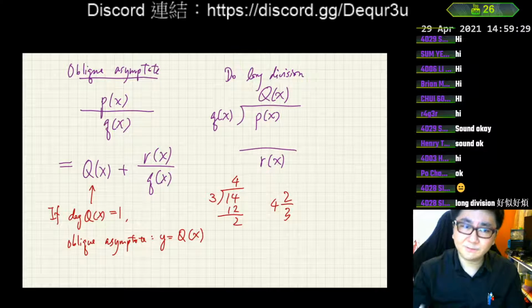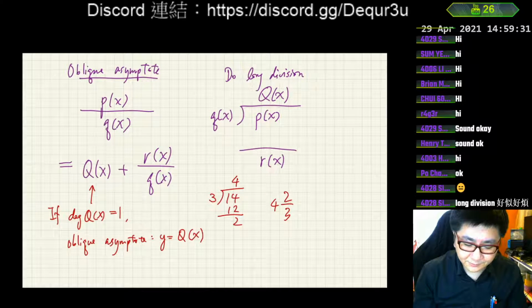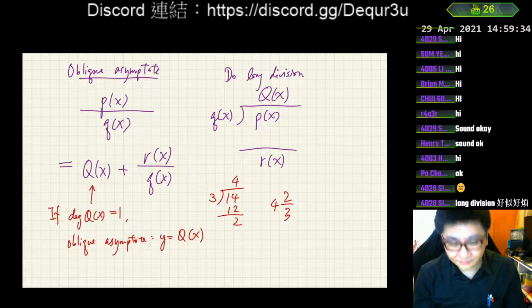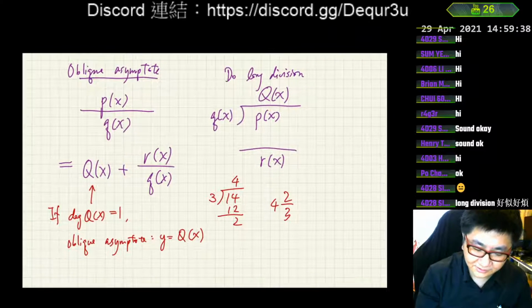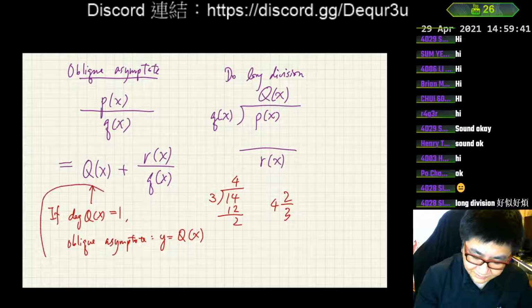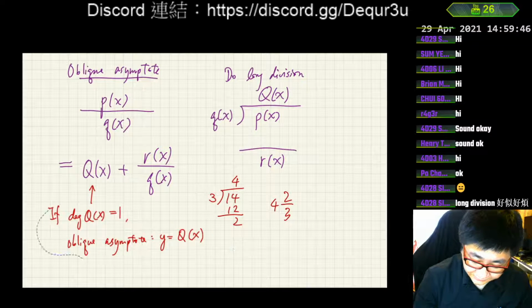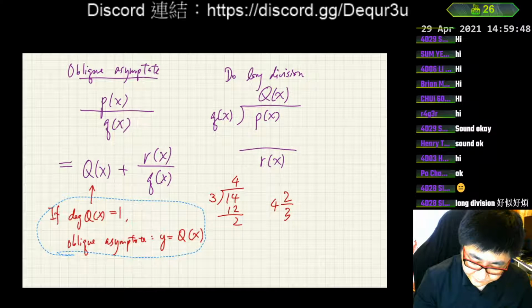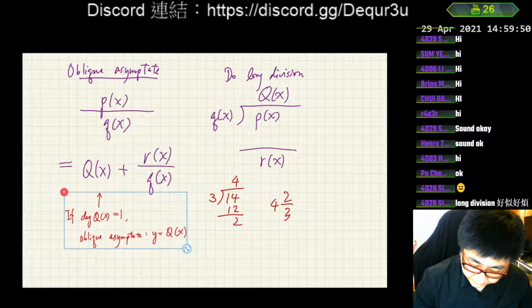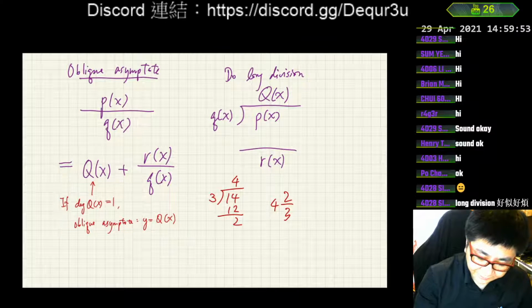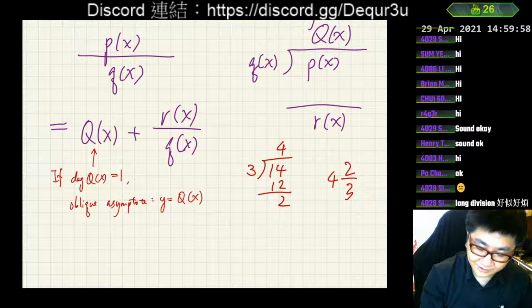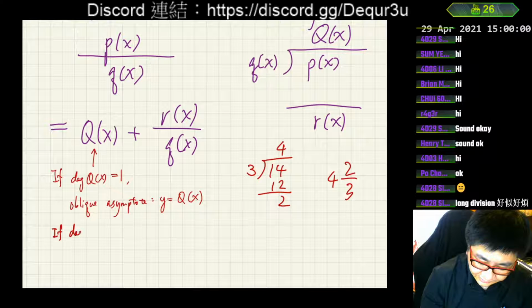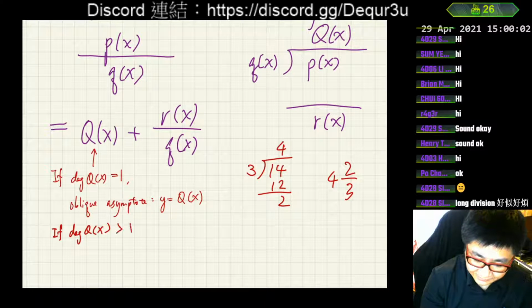Yesterday we also asked, what about if the quotient is not degree 1? If the degree of the quotient is not 1, then we also put notes here as a supplement. Maybe I make this whole thing smaller so I can have more space. So if the degree of q(x) is 1, then the oblique asymptote is already y equals q(x). Now what if the degree of q(x) is bigger than 1?